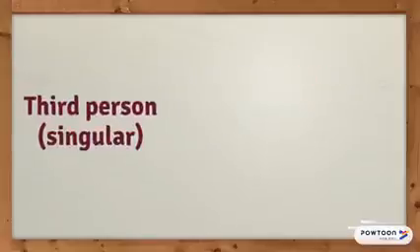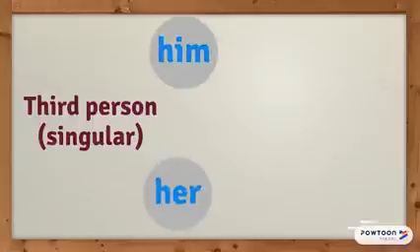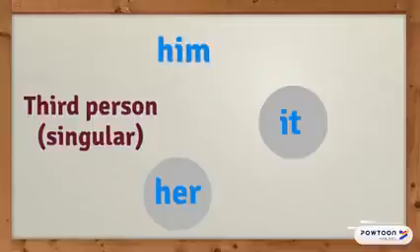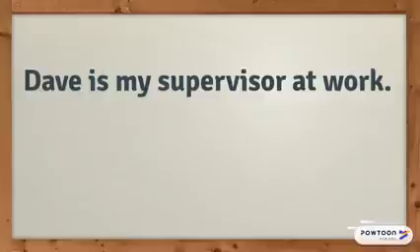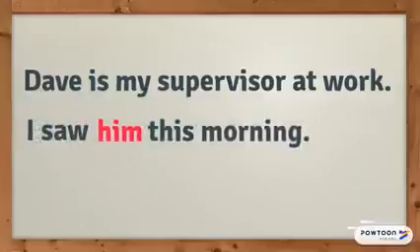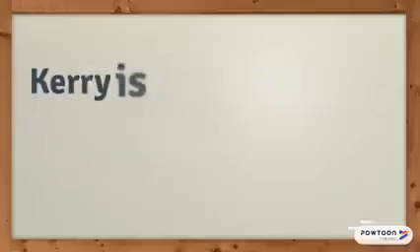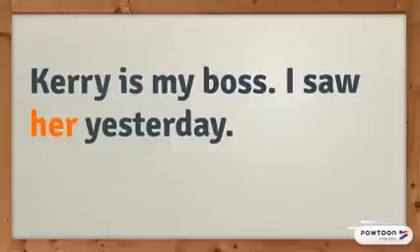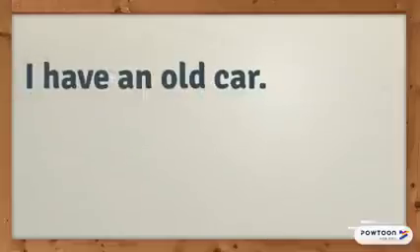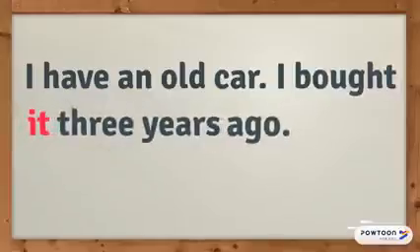For the third person singular, the object pronouns are him, her, and it. For example, Dave is my supervisor at work. I saw him this morning. Kerry is my boss. I saw her yesterday. I have an old car. I bought it 3 years ago.